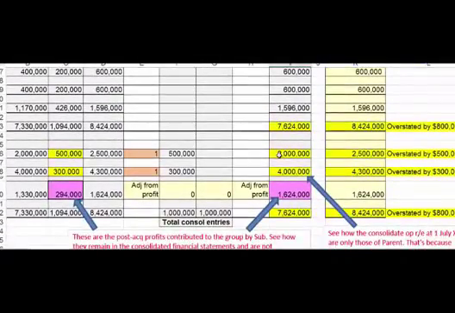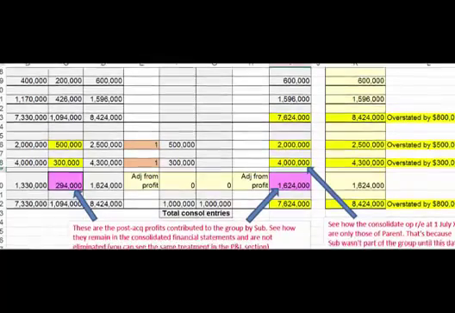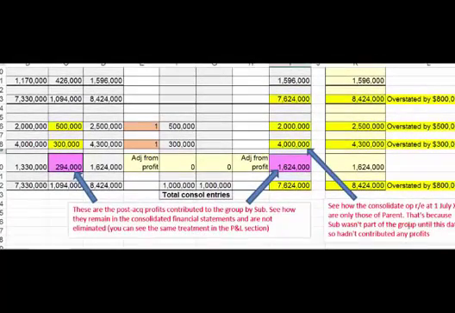And then down in the share capital area, the $2 million is just the share capital of parent, because sub's $500,000 has been eliminated, and the opening retained earnings at 1 July, they're only those of parent, because at the very beginning of the period, that's when we acquired sub. So sub wasn't part of the group until this date, so it hadn't contributed any profits.